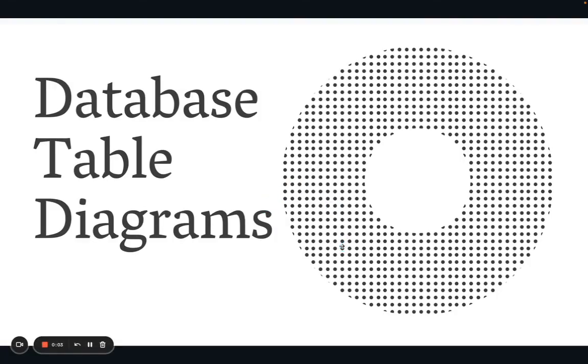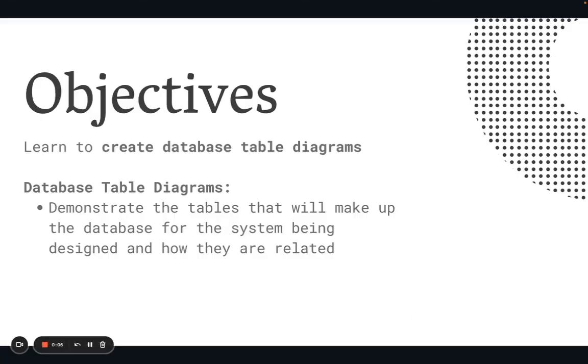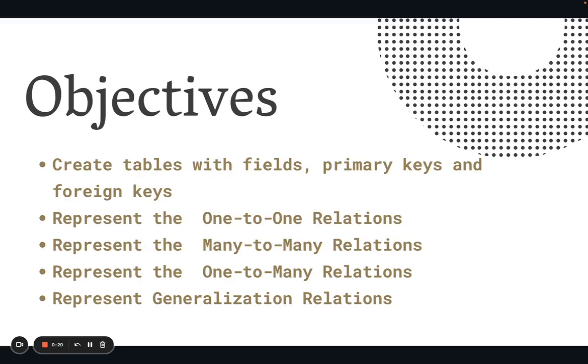We're going to be talking about database table diagrams. Our objectives will be first to learn to create database table diagrams by demonstrating the tables that will make up the database for the system being designed and how they are related. We will learn to create tables with fields, primary keys, and foreign keys.